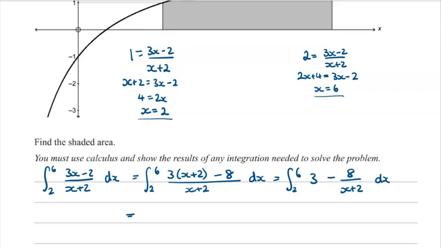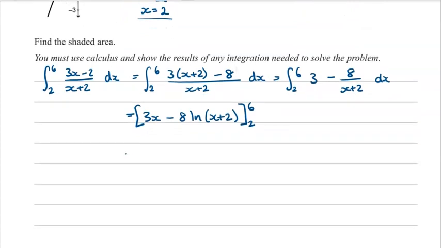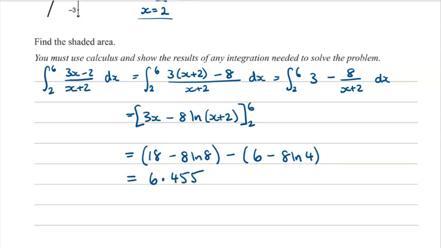Okay, so if we integrate 3, we get 3x. 8 over x plus 2 will be minus 8 log of x plus 2, and we're doing it between 2 and 6. So putting the 6 in, we get 18 minus 8 log 8, minus 6 minus 8 log 4, and you just type that into your calculator. You get 6.455.